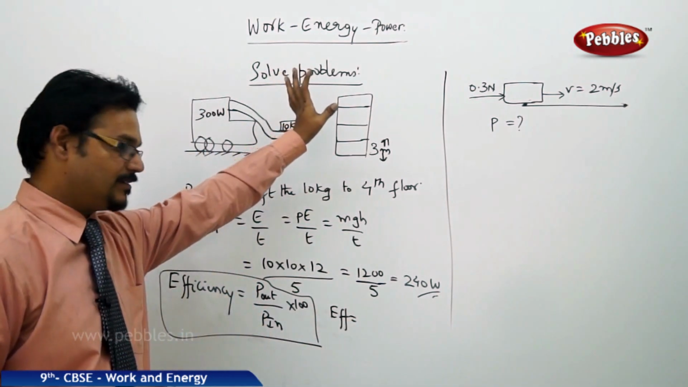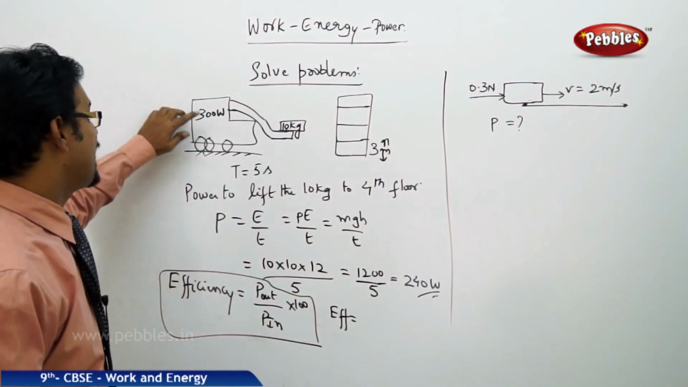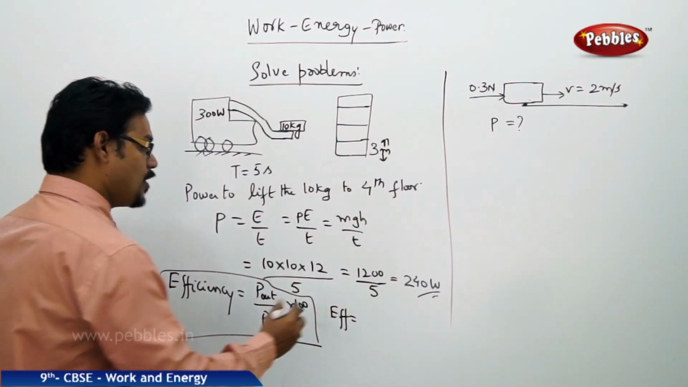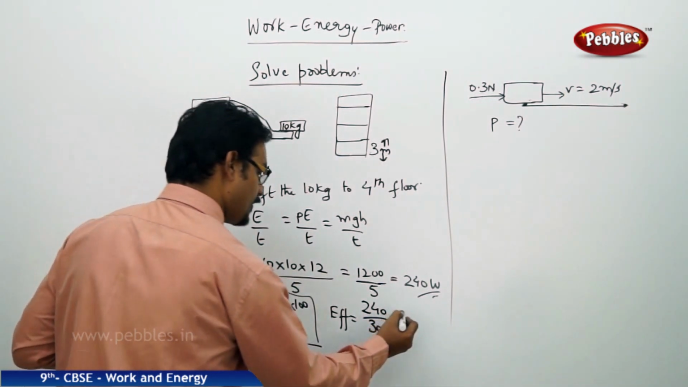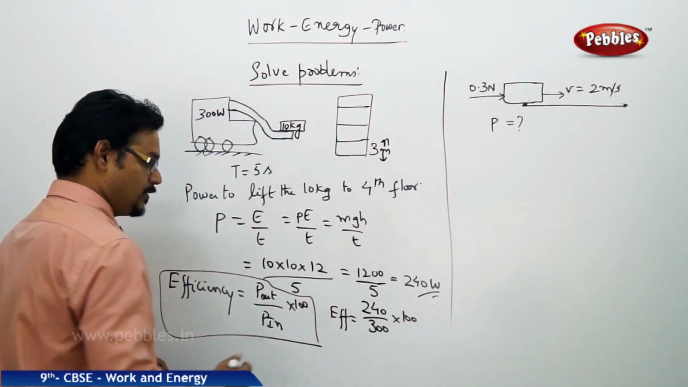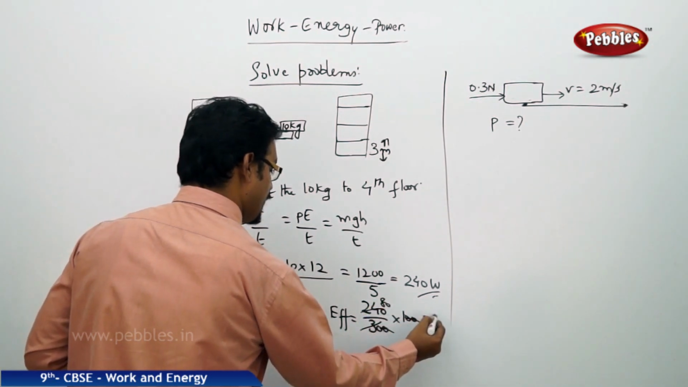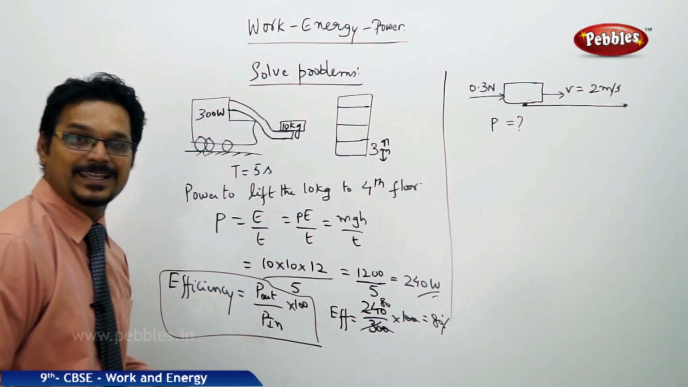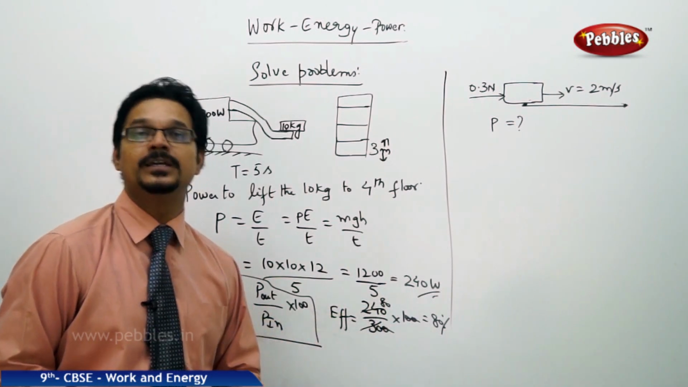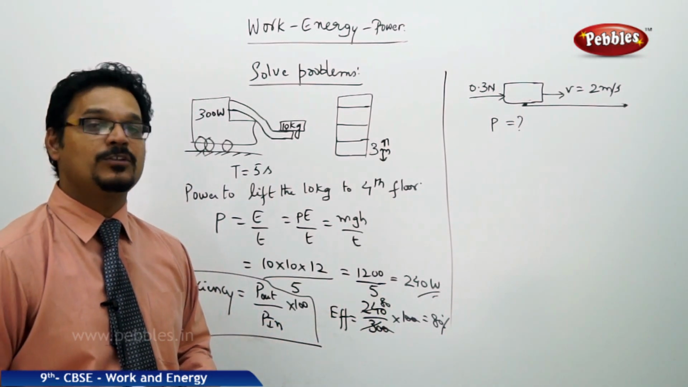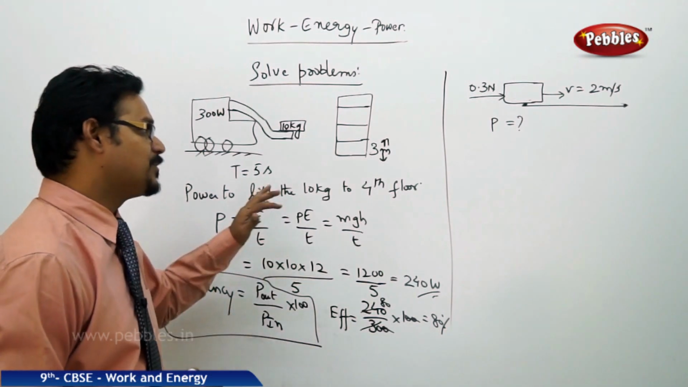How much work it has done, in that how much power it has consumed. The output power is 240, but actually the crane has 300 watts of power. So output power 240, input power 300, into 100. The 2 zeros cancel, and you get 80. So the efficiency of the crane is 80%. It's not 100%. Then what happened to the remaining 20%? That 20% is energy wasted in the form of heat. So it can do only 80% of the work.